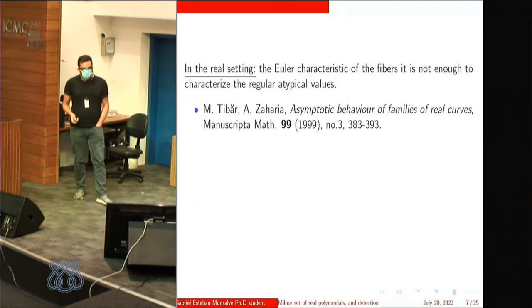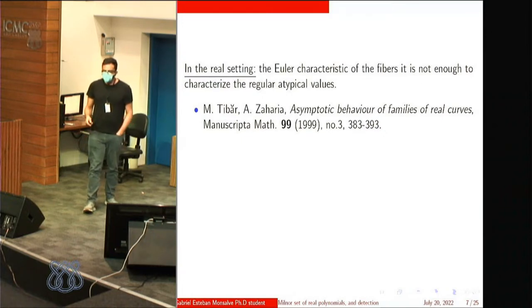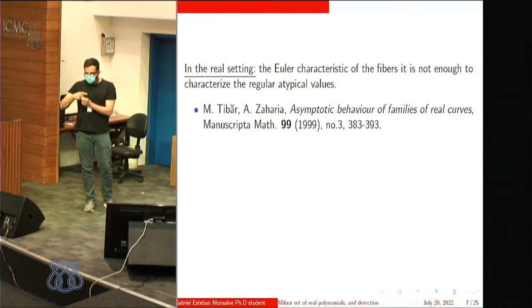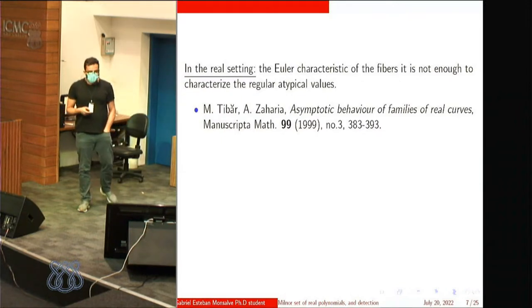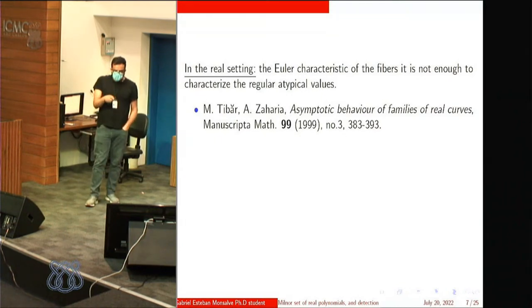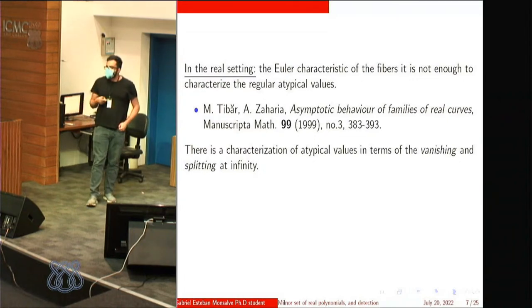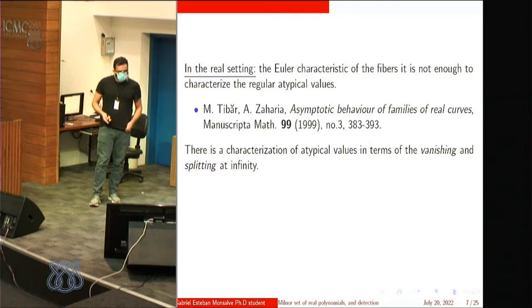Now, in the real case, in this paper, Tibar and Zaharia have an example of a polynomial function. Actually, that polynomial was shown by Professor Cesar. In this example, the Euler characteristic of the fibers around zero is constant. However, zero is an atypical value. So the Euler characteristic in the real case is not enough to characterize these atypical values. And in fact, in the same paper, they give a characterization that depends on two phenomena that may occur at infinity, which they call vanishing and splitting at infinity.